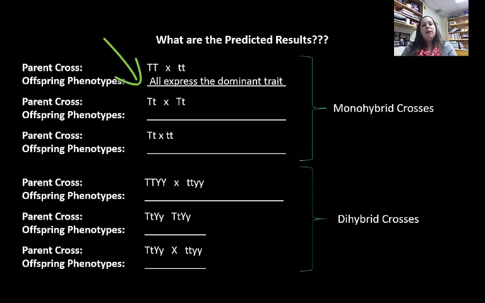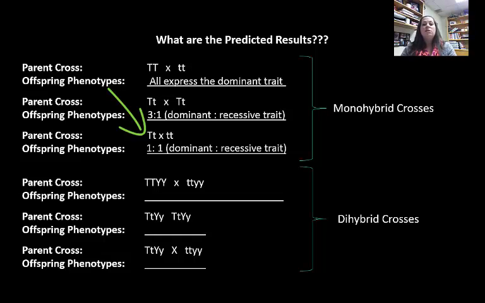However, if you take 2 parents that are heterozygous, big T, little t, you're going to get that ratio that's a 3-to-1. 3 dominant to 1 recessive. Now, what if you take a big T, little t times 2 little t's? This is where you're going to get your 50-50. This is a 1-to-1 ratio, so you'd have 1 dominant to 1 recessive. So these are what we would look at for monohybrids.